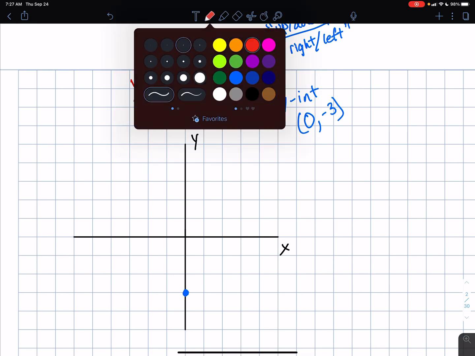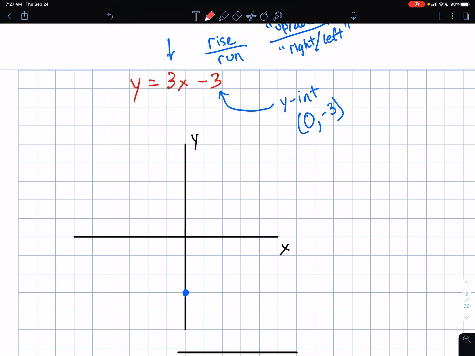And so remember, we just see a 3 there. It's not a fraction, but every whole number can be written as a fraction if we put it over 1. And so a slope of 3 is like a slope of 3 over 1. And now it's in a rise over run form because the top number is our rise. That means we'll go up 3 since it's positive. And the bottom number is our run. So we'll go right 1 because it's positive as well.